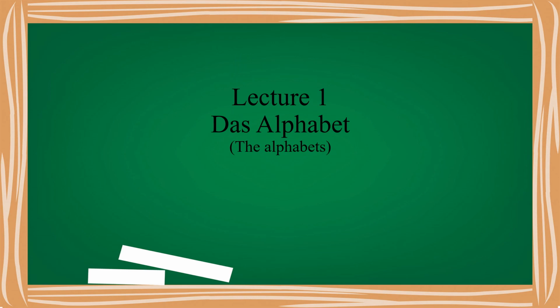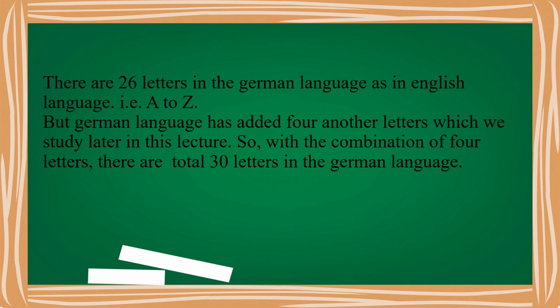Let's begin with the very first lecture, the alphabets. Das Alphabet. There are 26 letters in the German language, same as in the English language from A to Z. But the German language has added 4 extra letters which we will study further. So, with the combination of 26 plus 4 extra letters, there are a total of 30 letters in the German language.